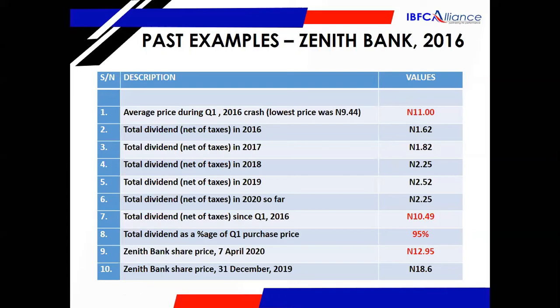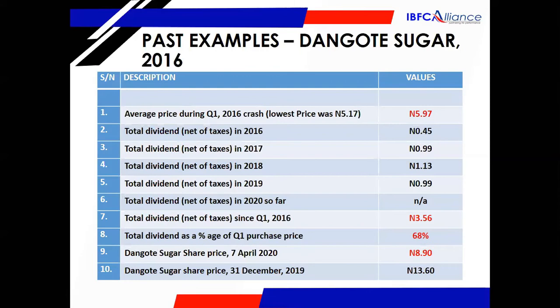We'll take another 4-year period example. This is Dangote Sugar, not Dangote Cement. Again, it crashed to as low as 5 naira 17 kobo, but again, we'll take a quarter average of about 5 naira 97 kobo. So we're not using the best price. Of course, there will be some lucky people who bought at 5 naira 17 kobo. Now again, for the last 4 years, excluding 2020, the current year, because they're about to release their results and pay dividend, you've collected 68% of your purchase price as dividend.